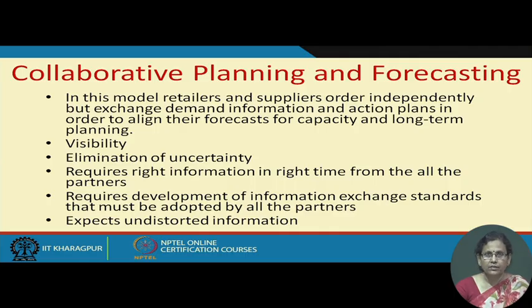However, for successful collaborative planning and forecasting, you require the right information at the right time from all the partners. Then it requires development of information exchange standards that must be adopted by all the partners, and again to be successful it requires undistorted information.